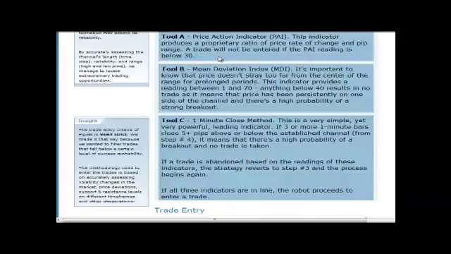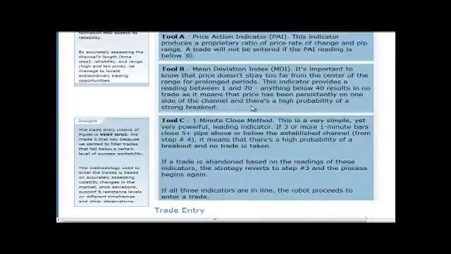Tool B, mean deviation index, MDI. It's important to know that price doesn't stray too far from the center of the range for prolonged periods. This indicator provides a reading between 1 and 70. Anything below 40 results in no trade, as it means that price has been persistently on one side of the channel and there's a high probability of a strong breakout.